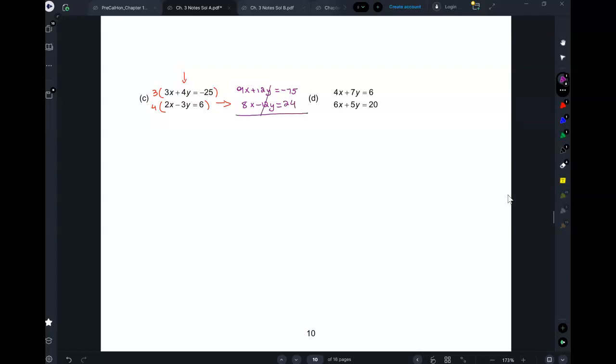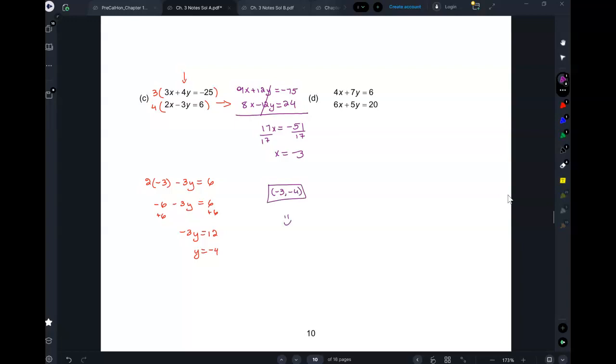See how these went away? Positive 12, negative 12. So when I add the x's, I get 17x equal to negative 51. Divide by 17, x is negative 3. Okay, so let's plug it into the second one this time. Why the second one? Just because. So 2 times negative 3 minus 3y equals 6. Negative 6 minus 3y equals 6. Plus 6 plus 6. Negative 3y equals 12. Y equals negative 4. That's what I get. Okay?